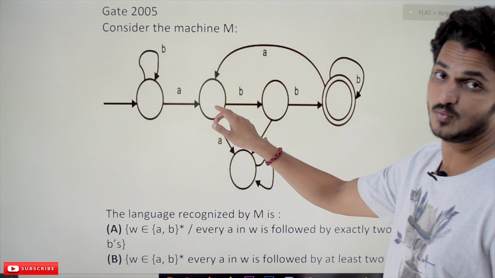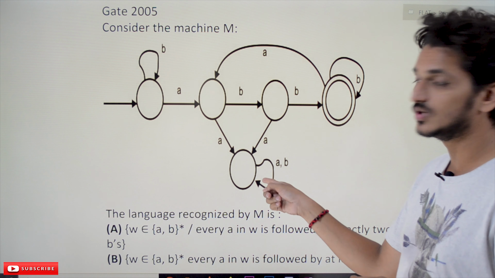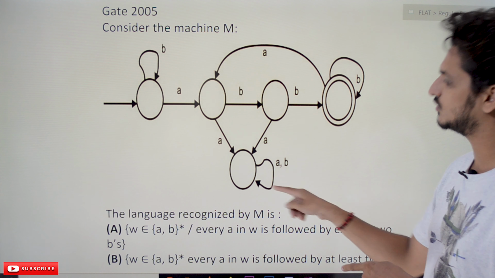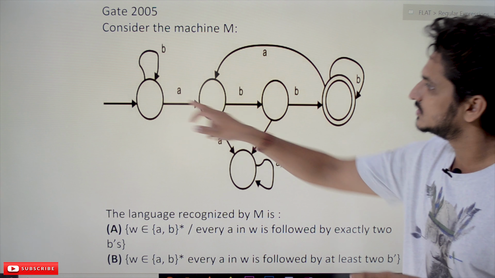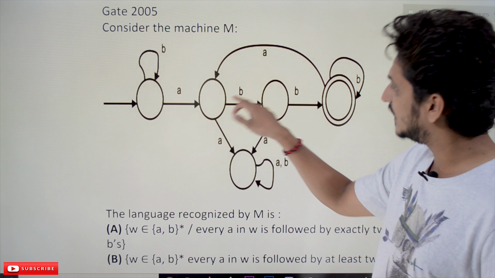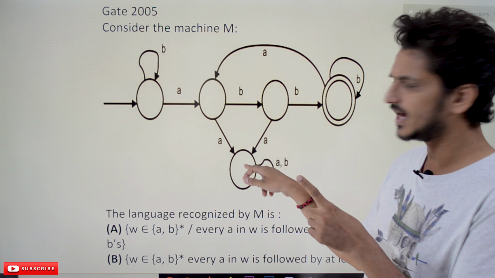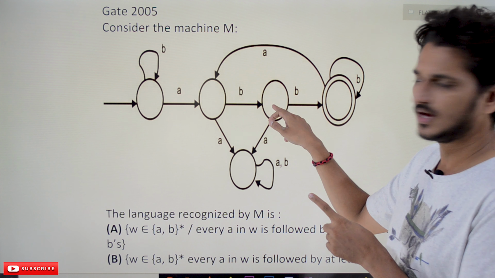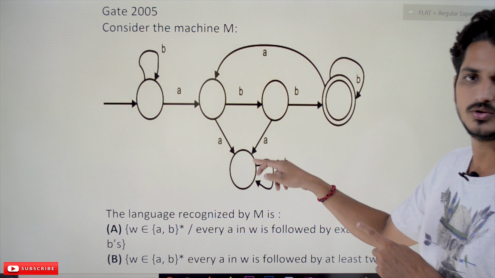Whenever you see a, we are moving one step. After seeing a, if you see a, we are going to the dead state. Whenever you move to the dead state, we stay on the state. We are not going anywhere. This we call the dead state. After seeing a, definitely we have to see b. If you see a, we are moving to the dead state. After seeing b, again we have to see b. If you see a, we are going to the dead state.